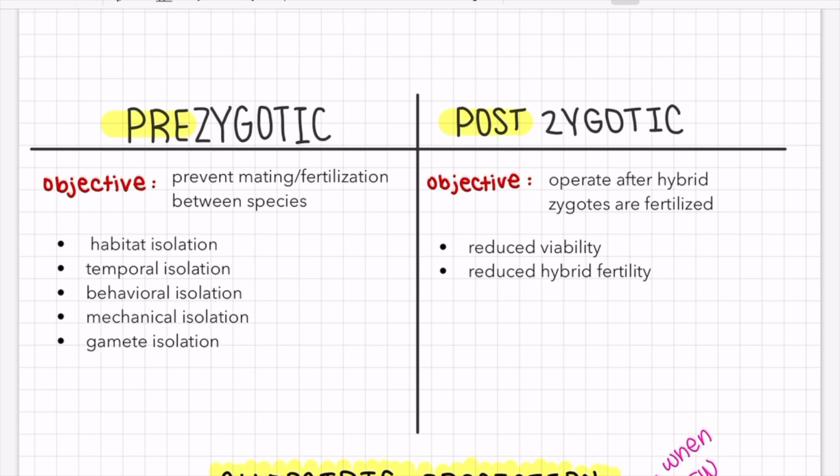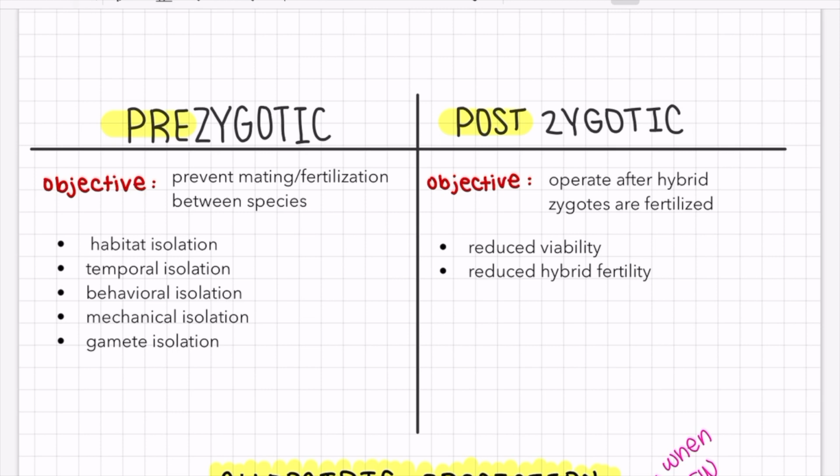All right, then we have temporal isolation, which is timing, essentially. So there are some species that will mate only in the morning and only at night. So that's what temporal isolation is. And behavioral isolation, every species will have its own behavioral patterns, and if there's a clash between that, it can prevent mating and fertilization. Mechanical isolation refers to the physical possibility of mating and fertilization.